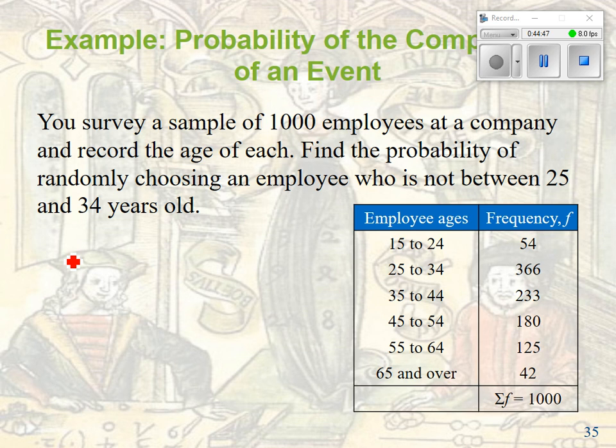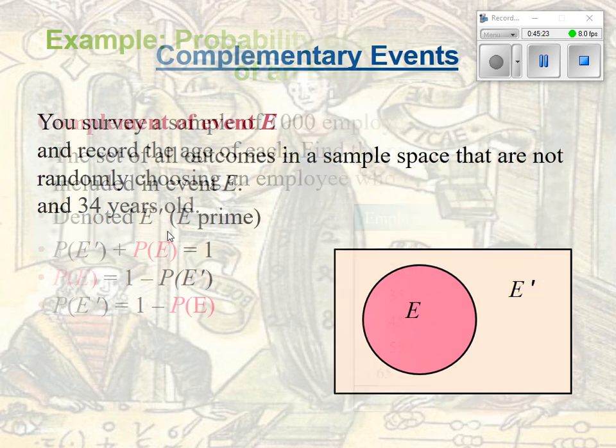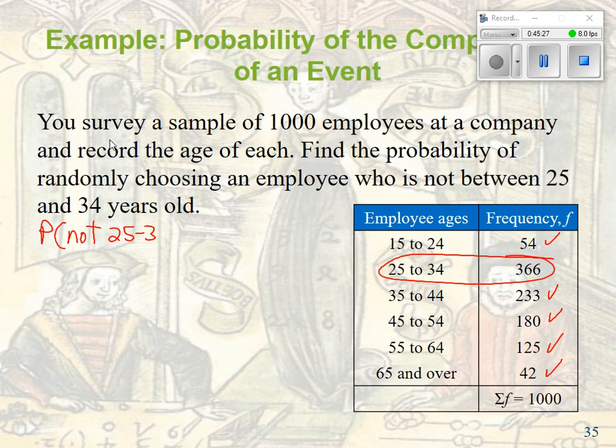You survey a sample of 1,000 employees at a company and record the age of each. Find the probability of randomly choosing an employee who is not between 25 and 34. What we can do here, you see between 25 and 34 is right here. Instead of doing all the math and adding up all of these others, which we could do, it's not that difficult, to find the probability that they're not 25 to 34, we could just find the probability that they are from 25 to 34 and subtract that from 1.